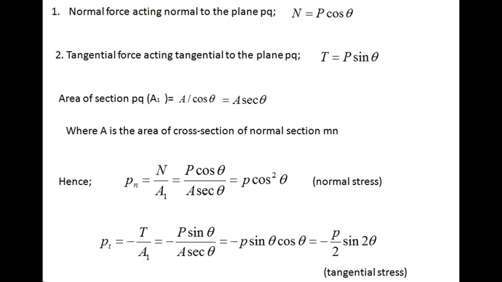Here sigma, small p, is the stress P by A. Now we find the tangential stress p_t, which is equal to minus T by A1. Here we are considering the clockwise direction, so that is minus P sin theta by A sec theta. If we simplify this, we find the final result, minus sigma by 2 sin 2 theta.